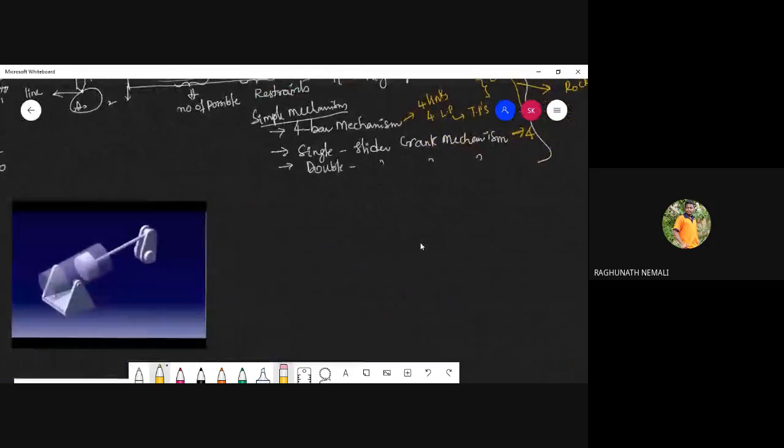Yes, we can move. Next we are going to discuss the oscillating cylinder engine mechanism. This is the third one. It is also very, very important. Oscillating cylinder engine mechanism.